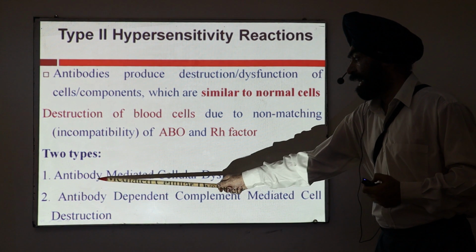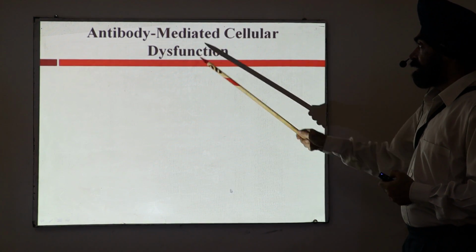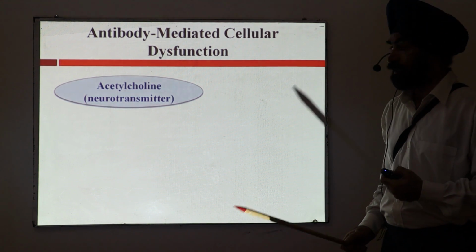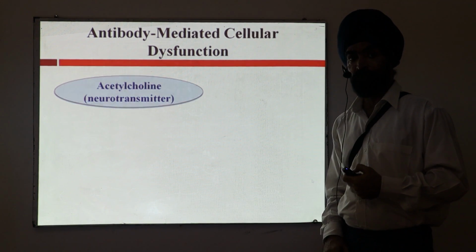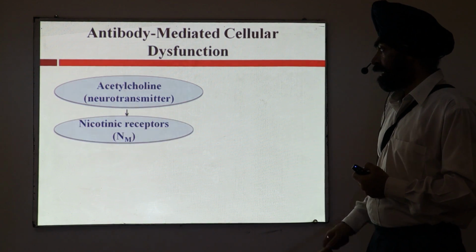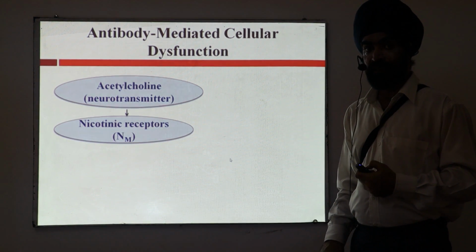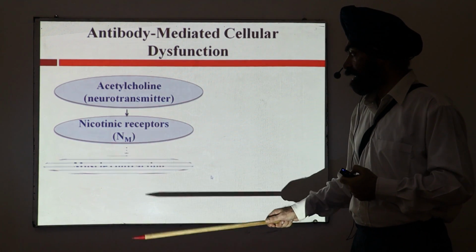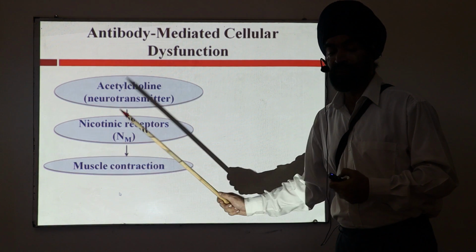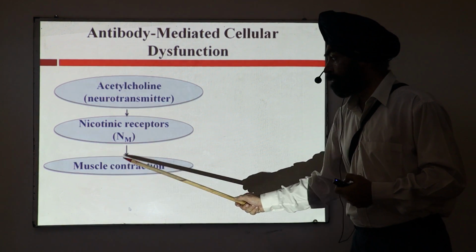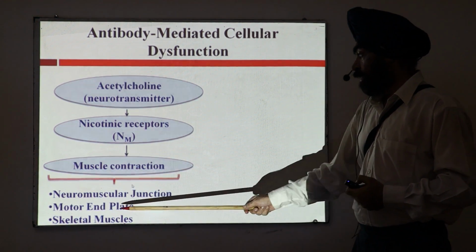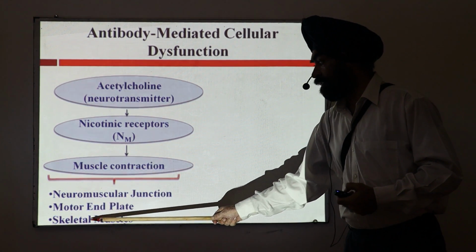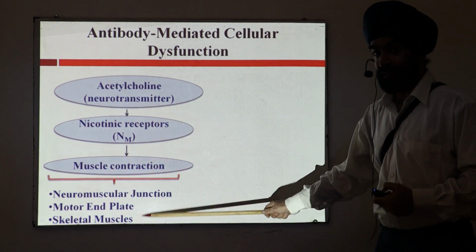So first, this one, antibody-mediated cellular dysfunction. Let's say I am giving an example. You know, acetylcholine is an important neurotransmitter in our body. It acts on the nicotinic receptors. I have specifically written the NM receptors. NM receptors are present on the skeletal muscles, which are responsible for muscle contraction. So you can say they are present on the neuromuscular junction, motor end plate or the skeletal muscle. So this is a normal thing.